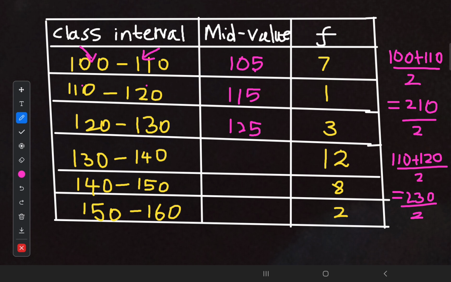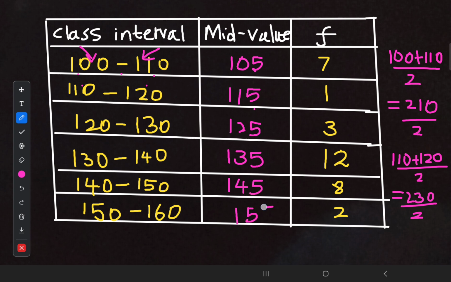Otherwise, by looking at that also, you can imagine what's going to be our mid value. What is the mid value in between 100 to 110? Should be 105, no? Then here 115, 125, 135, 145, 155.